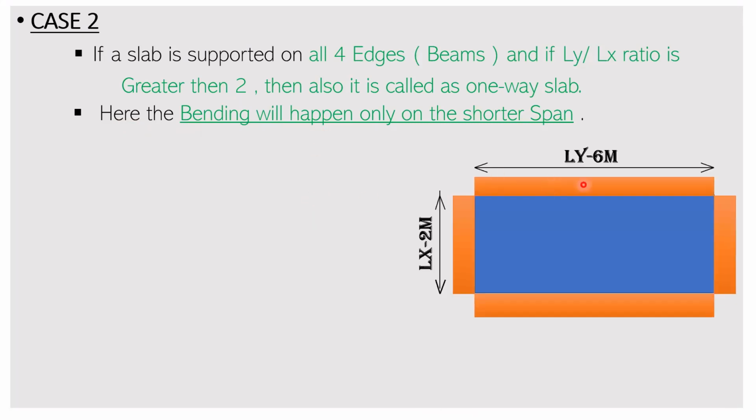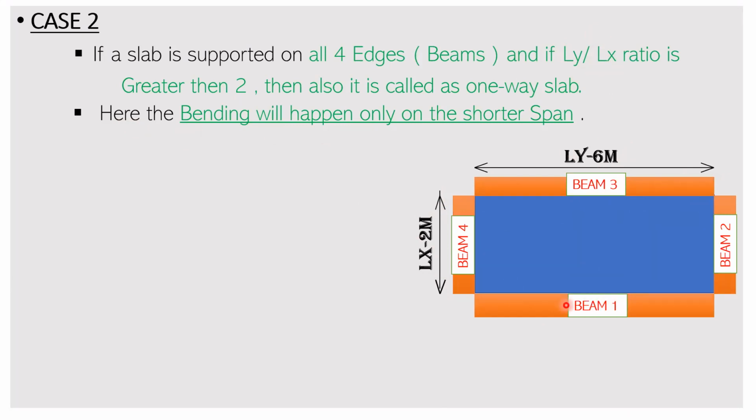So this is how it looks. Let us consider this as a slab. The blue color is the slab, and these are the supporting beams for it. Let us say the length of this slab is Lx, that is 2 meter, and the length of this particular slab on this side, Ly, is 6 meter. So according to my formula, if Ly by Lx is greater than 2, then we call it a one-way slab. We'll try to see this.